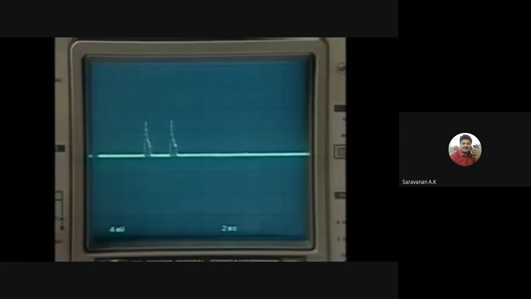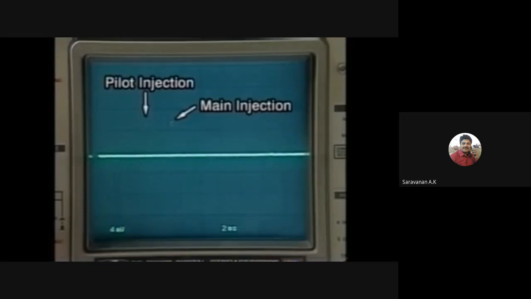Let's take a look at the actual injector signals on an oscilloscope. To easily monitor the operation here also, let's see the electrical current that flows through the injector. It is evident that the pilot injection takes place before the main injection.